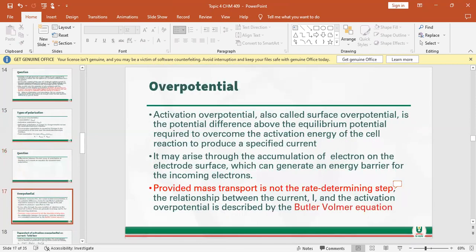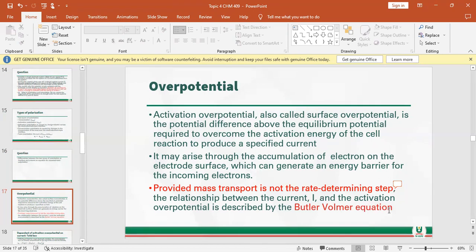Activation overpotential, also called surface overpotential, is the potential difference above the equilibrium potential required to overcome the activation energy of the cell reaction to produce a specified current. It may arise through the accumulation of electrons on the electrode surface, which can generate an energy barrier for the incoming electron. Provided mass transfer is not the rate limiting step, the relationship between the current and the activation overpotential is described by the Butler-Volmer equation.